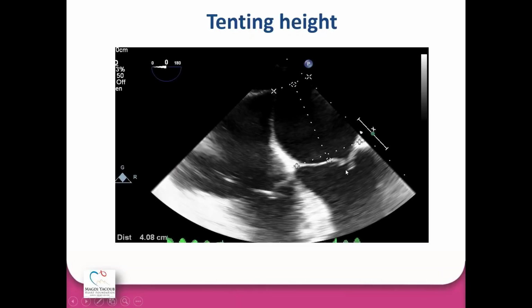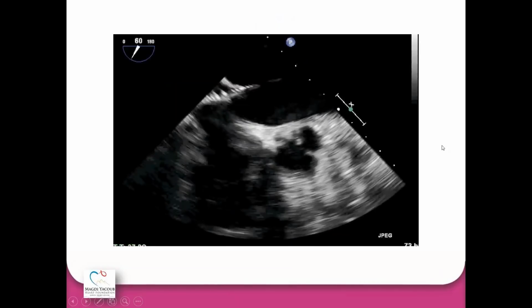But sometimes if the tenting of the mitral valve is too big and the mitral coaptation is here, we need to be a little bit down, so maybe 3.5. And in some other cases, if it is degenerative, prolapse or flail, and the coaptation is here, we need to go a little bit higher, 4.5. But 4 centimeters is an acceptable height in most of the cases.